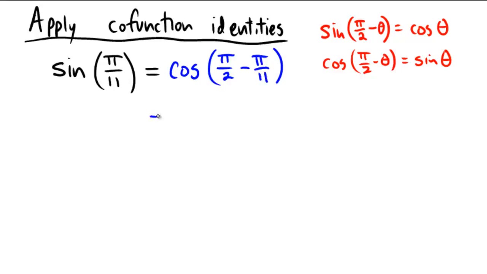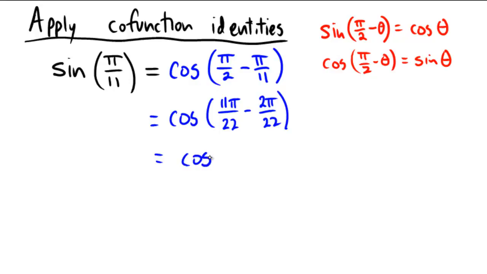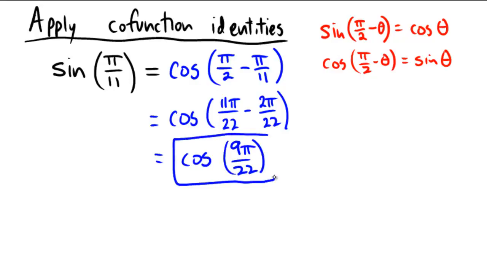Okay, so now we just do some algebra to make this a little bit prettier. Let's see, cosine of, let's multiply this one top and bottom by 11, so we get 11 pi over 22. Multiply this one top and bottom by 2, 2 pi over 22. This is equal to the cosine of 11 pi minus 2 pi, which means we have 9 pi over 22. And you can verify on a calculator if you wish, but the sine of pi over 11 is exactly equal to the cosine of 9 pi over 22.